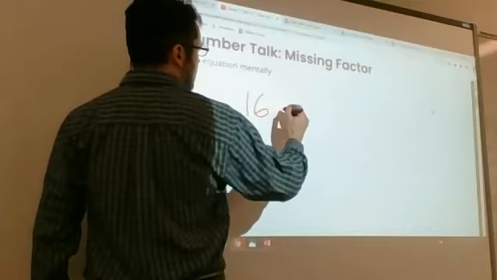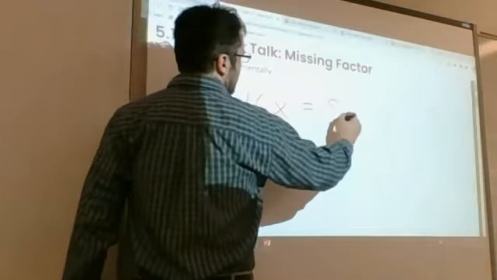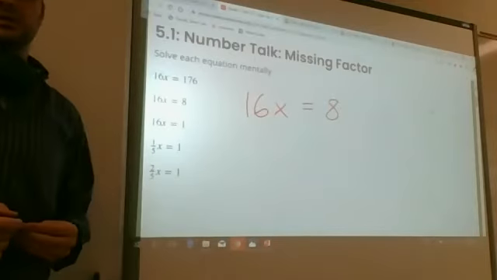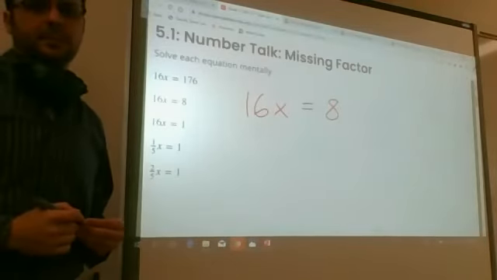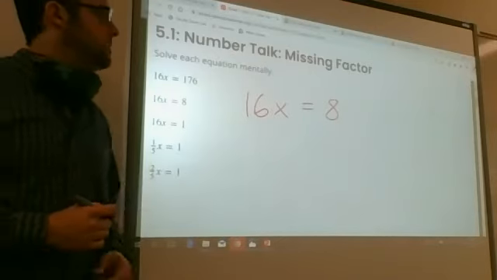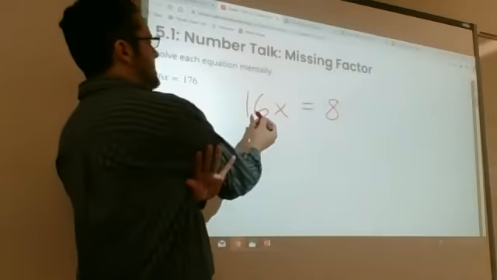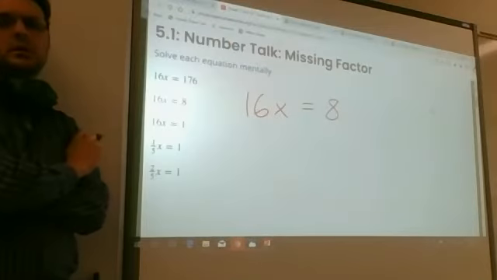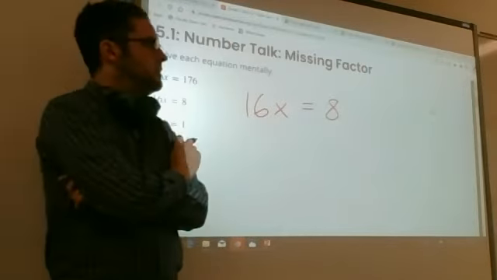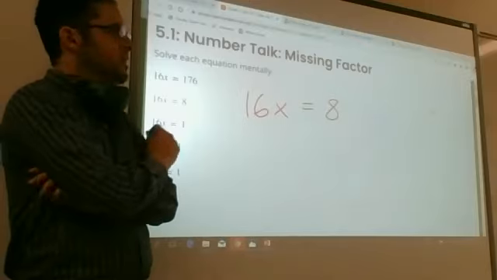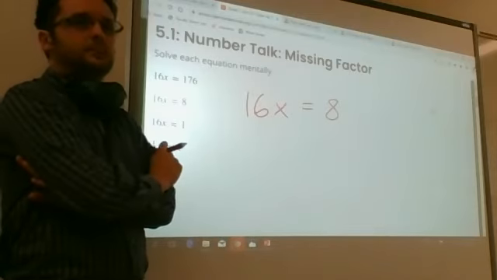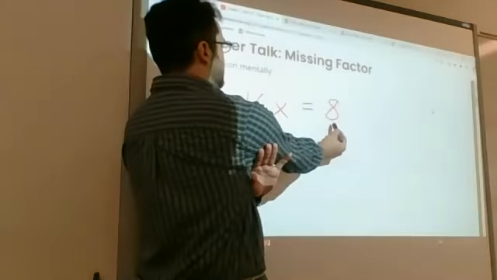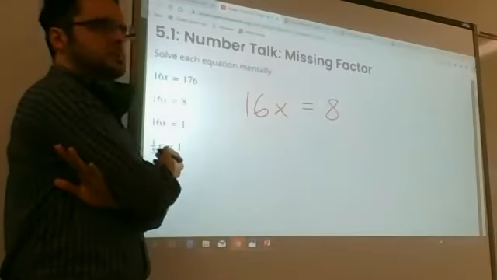16 times x equals 8. Think about some of the scaling work we've done the past couple days. What do you think? What could we take 16 times what to make 8? We can do it the long way, but is there a quicker mental way?